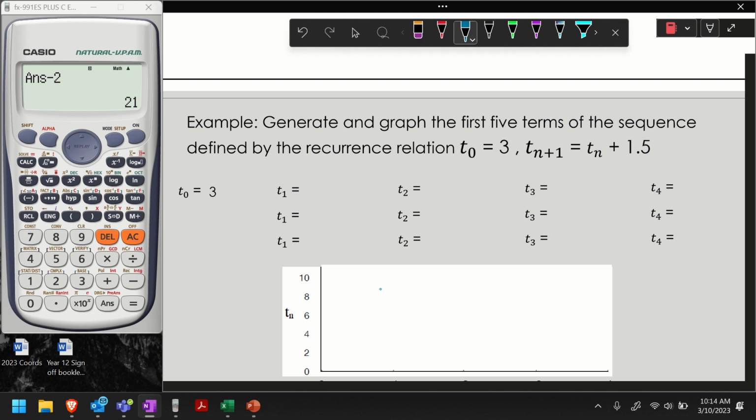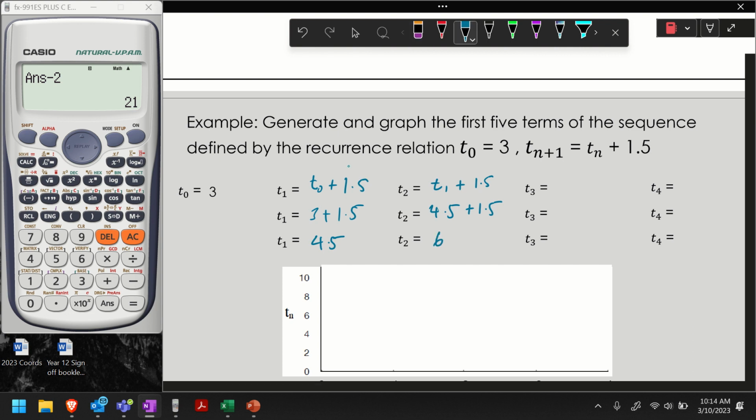Add 1.5. Easy. So that means if we're at T1, it's going to be T0 plus 1.5. T0 is 3, and then we're going to add 1.5. So that gives us 4.5. For T2, again, repeat the process. It's going to be T1 plus 1.5. So in this case, it's 4.5 plus 1.5, which equals 6.